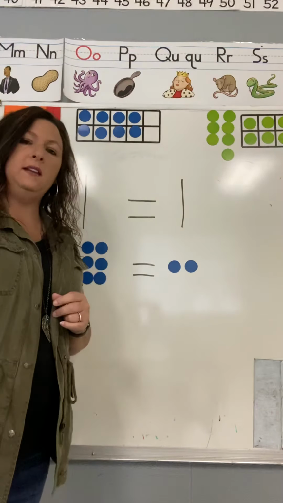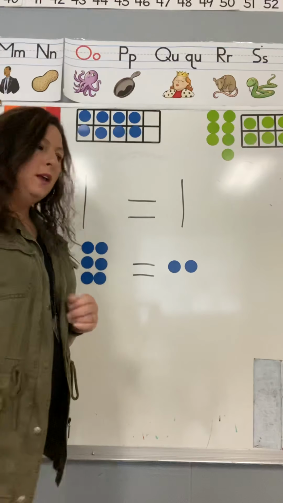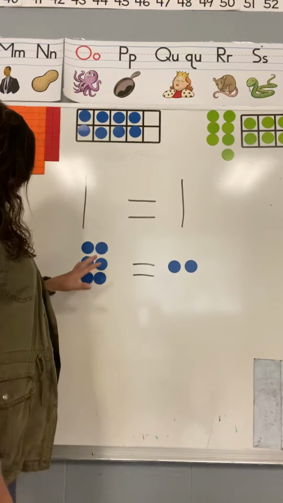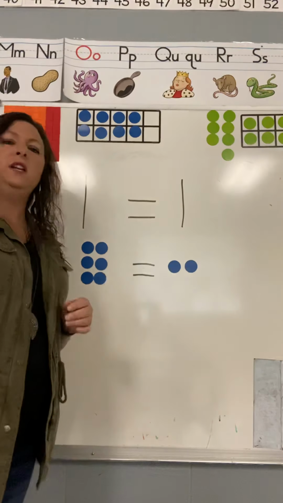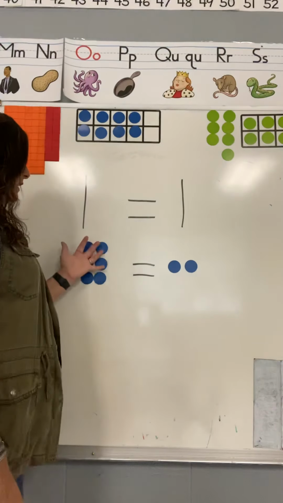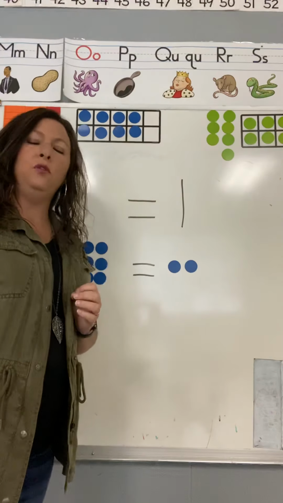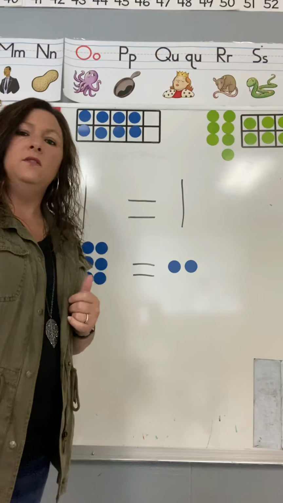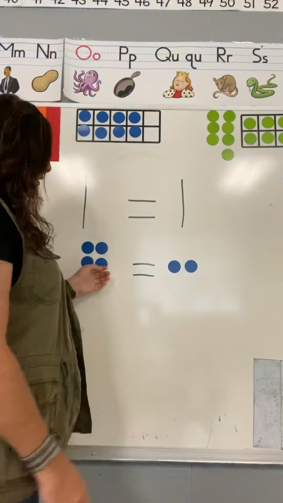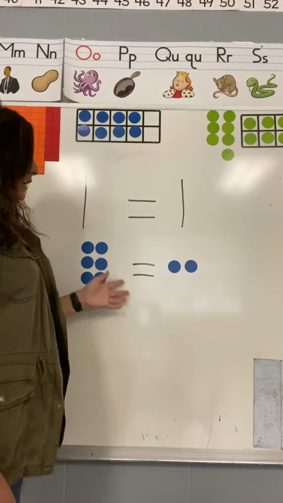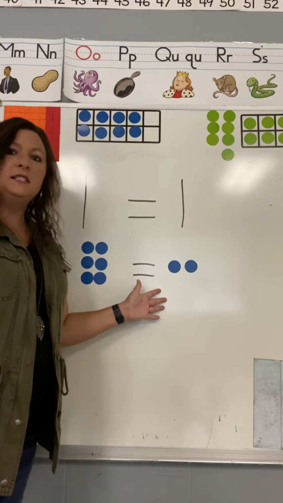Am I right? No, because 6 is not the same thing as 2. We can tell by counting, right? We can tell that there's way more over here than there is over here. So if I asked you 6 equals 2, is that true or false? You would say false, right? Because 6 does not equal 2, does it? No, 6 equals what? 6, right?